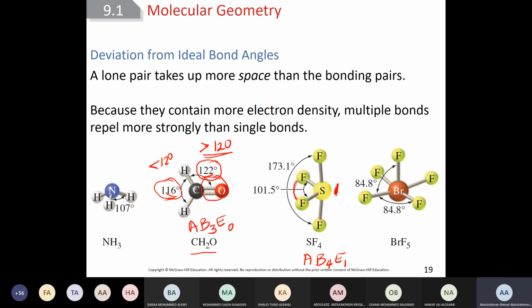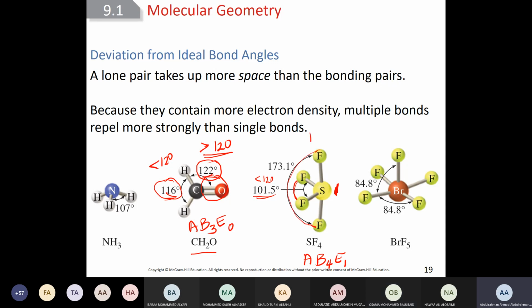Should be what? 180? More than 120? Less. It should be less than 120. Don't memorize the other numbers like this one. And what's the angle from the top one to the bottom one? It should be less than 90.